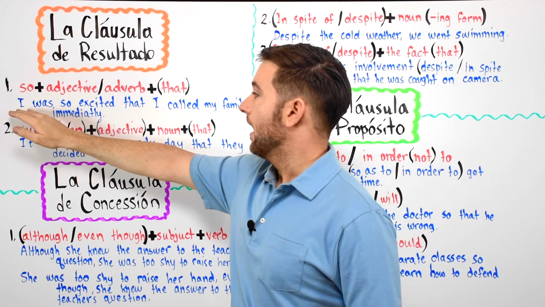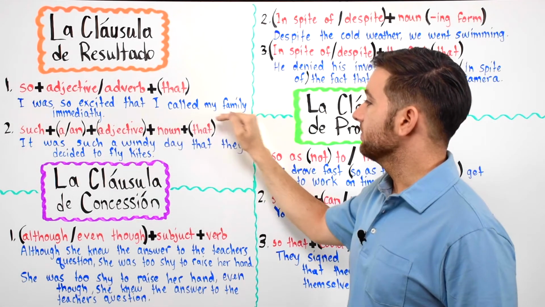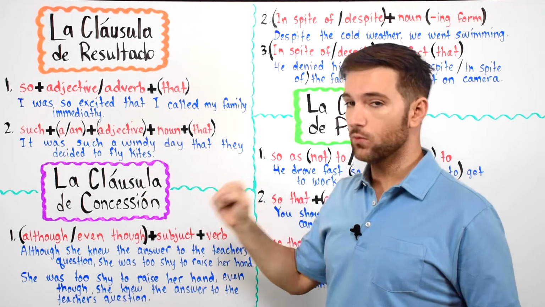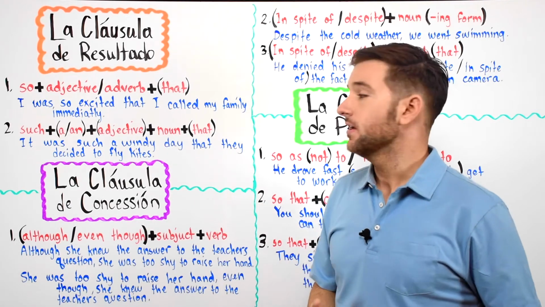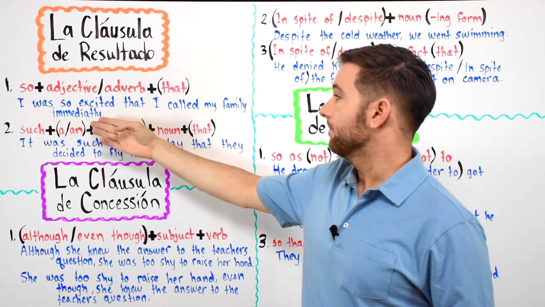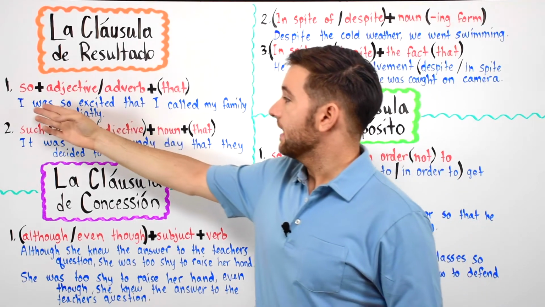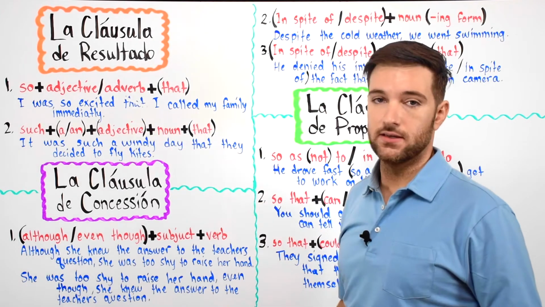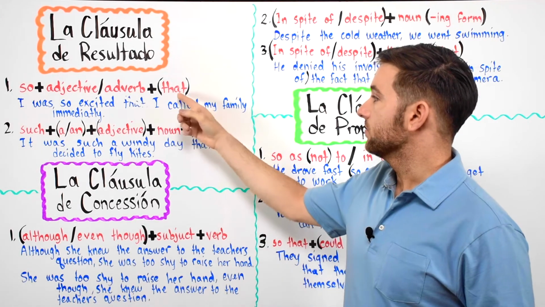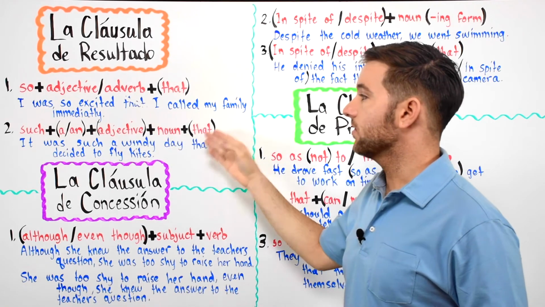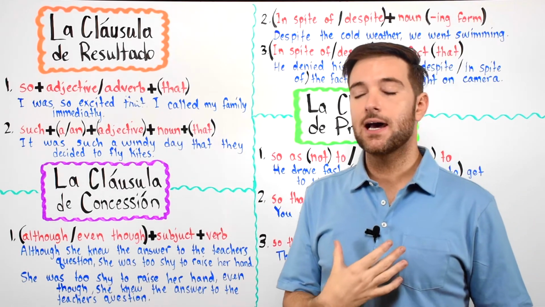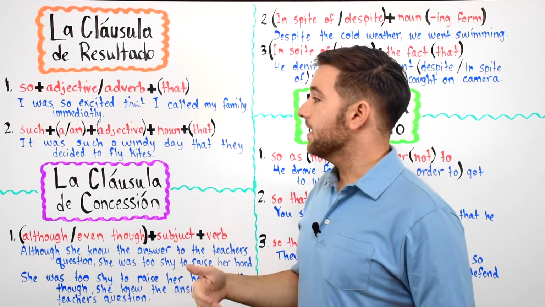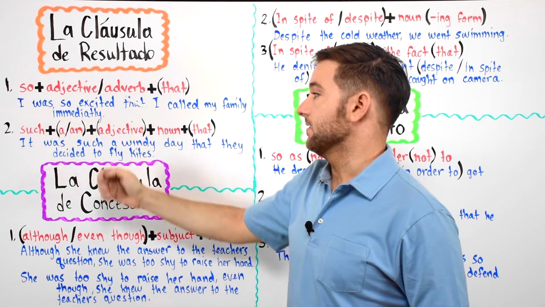For example, I was so excited that I called my family immediately. I was so excited. You know, excited is like, woohoo. I was so excited that I called my family immediately. Or you could say, I was so excited, I called my family immediately. So you don't have to use that. Yo estaba tan emocionado que llamé a mi familia inmediatamente. Inmediatamente significa immediately in English.